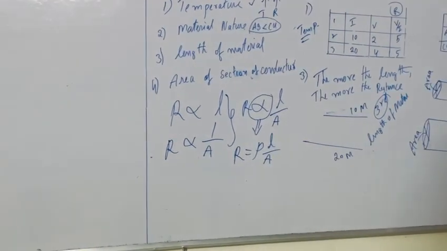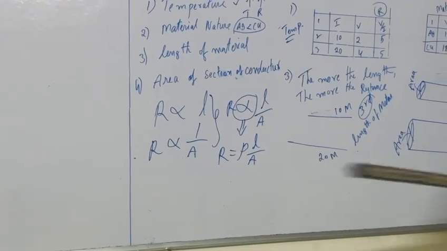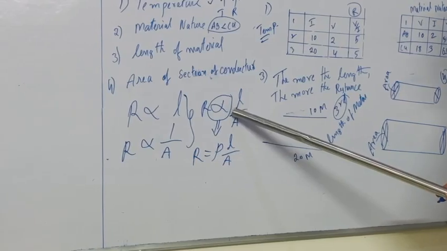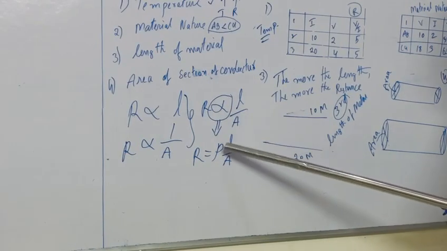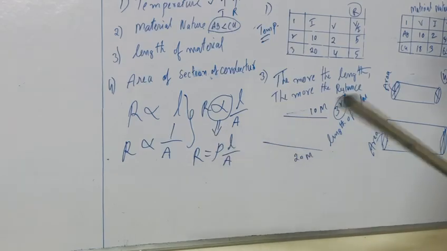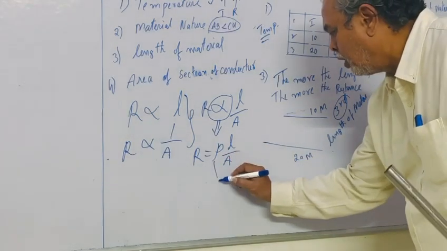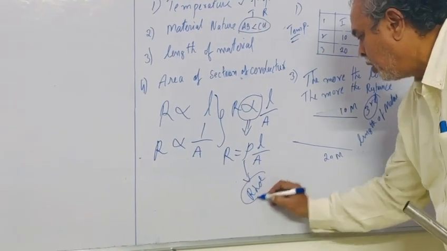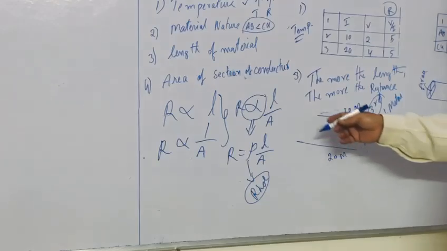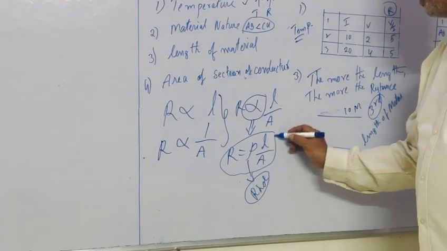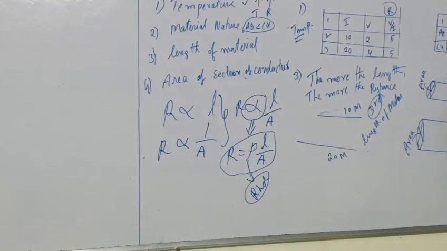Rho is the proportional constant. By removing proportional, you have put R is equal to rho L by A. This rho is the proportional constant, which is called, what do you call it? This is resistivity. Right or no? Resistivity. This is called resistivity.